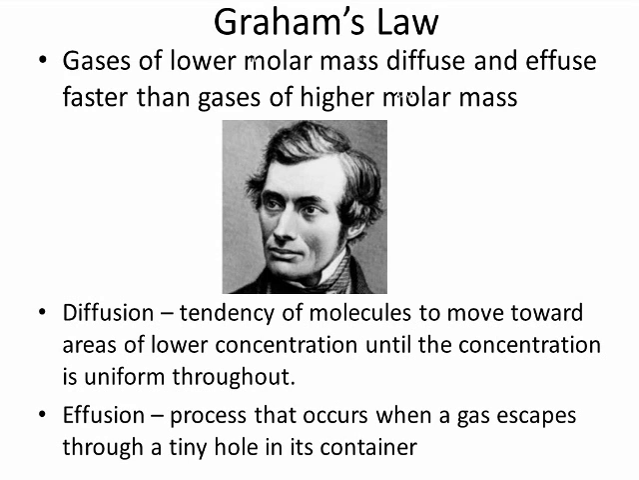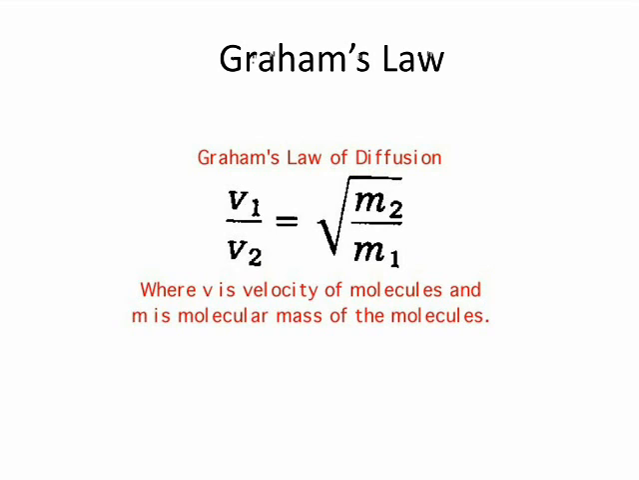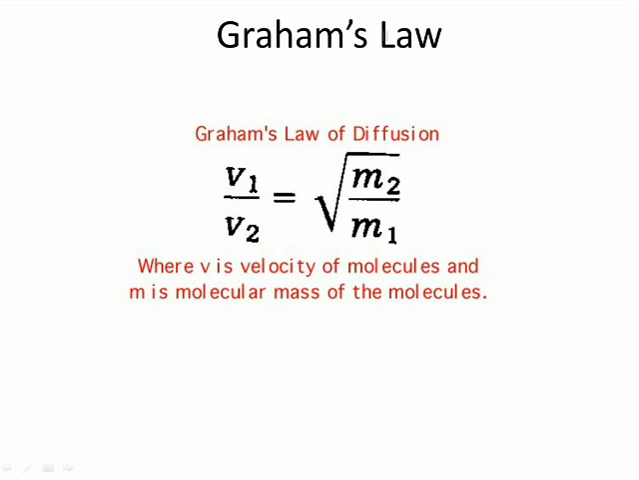So things are going to diffuse from high to low until everything is equal. Effusion is a process that occurs when a gas escapes through a tiny hole in its container. So if there's a little hole, gas will escape, and that's effusion. It's basically similar to diffusion. Let's look at the equation. Here's Graham's law. If we have a velocity, the rate of 1 over the rate of 2 equals the square root of the mass of 2 over the mass of 1.